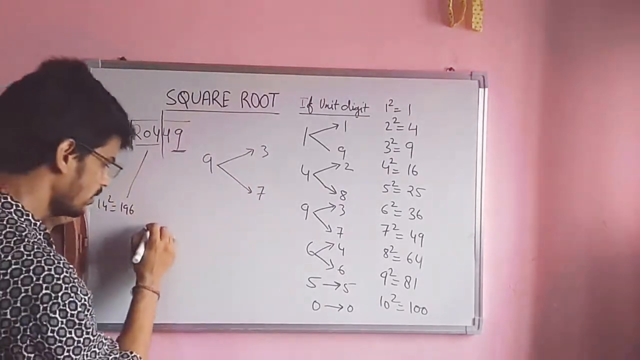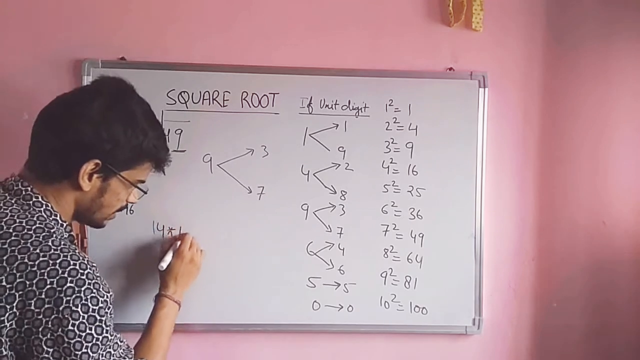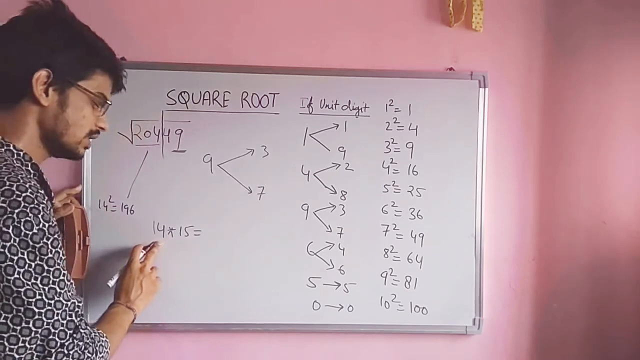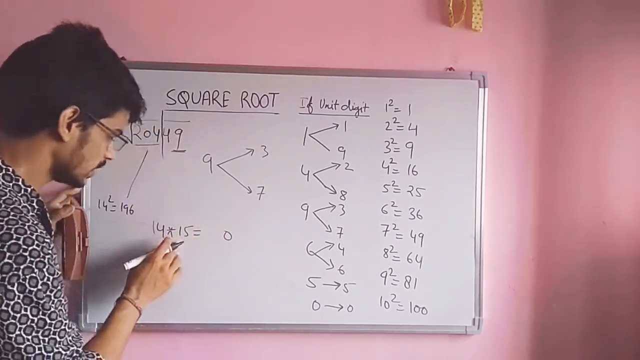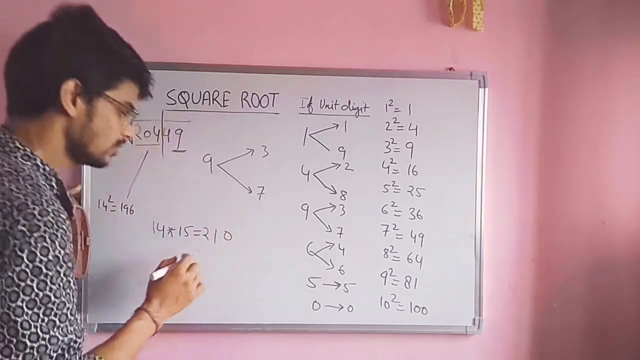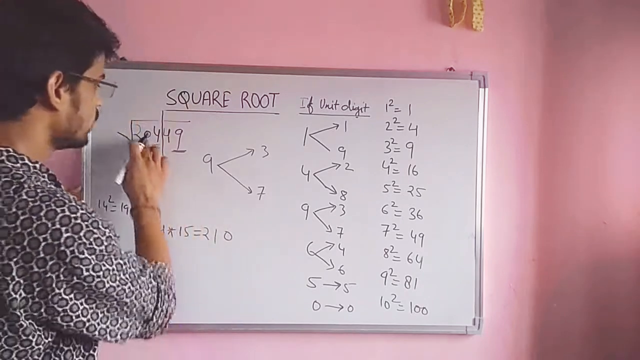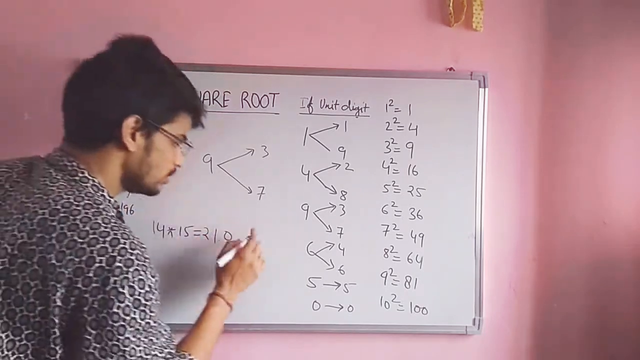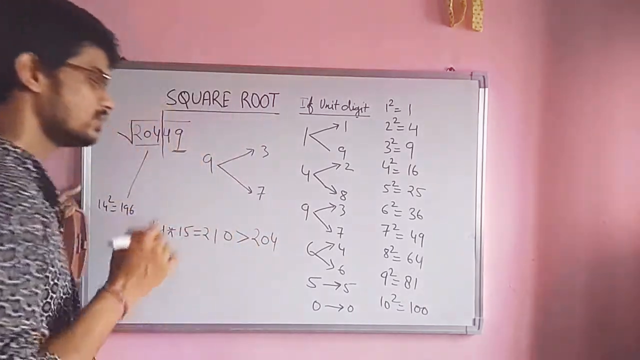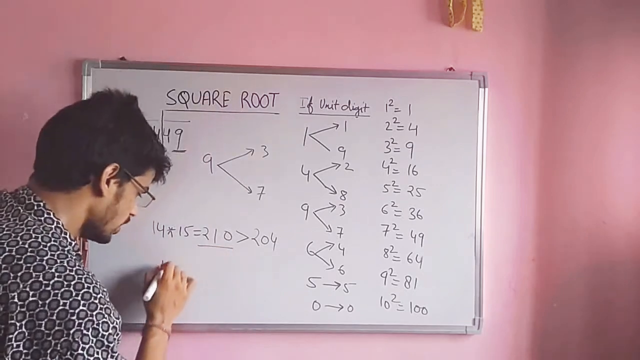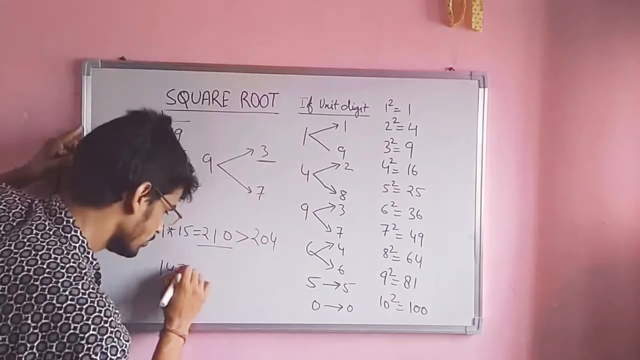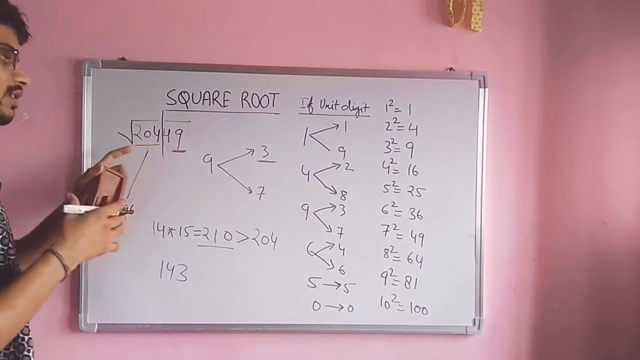Now consider 14 multiplied by 15, how much is it? 15 times 4 is 60, so 0, carry 6. 15 times 1 is 15 plus 6, that is 210. Now compare both these values, 204 and 210. 210 is greater than 204. So we take 14 from here, and now consider the lesser value from here. We will get the square root of what?